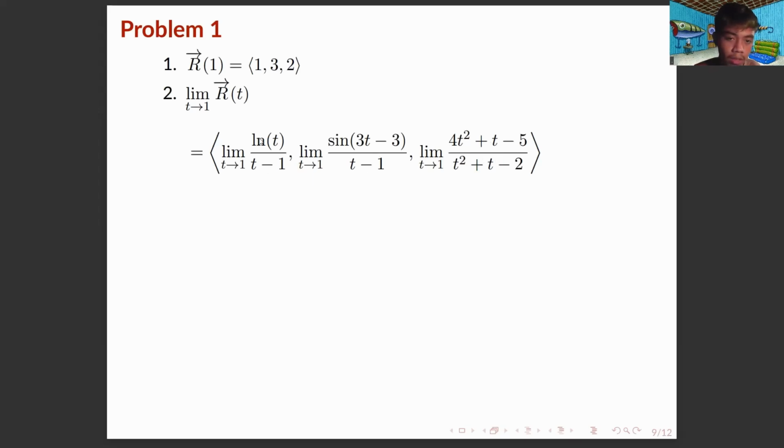And yeah, so I think what we can use here is the L'Hopital rule. So we have to differentiate the numerator and denominator. Okay, for the second one, we can use the following rule. So I'm going to write it here sa gilid.